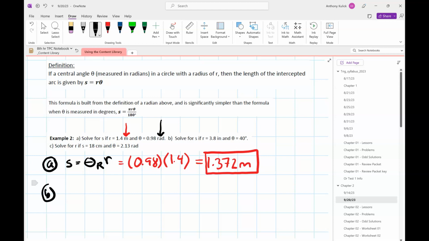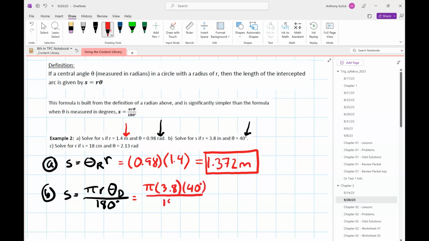All right, let's look at part B. Here it says solve for S if R is 3.8 inches and theta is 40 degrees. First thing I do is look at how the angle is measured. In this case, it's degrees. So I'm going to use my other formula. So we just fill in now. The radius is 3.8. Theta is 40 over 180.